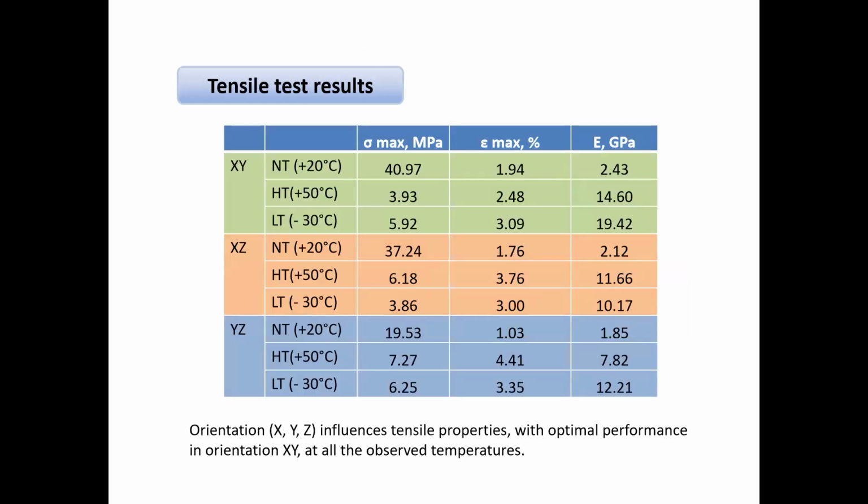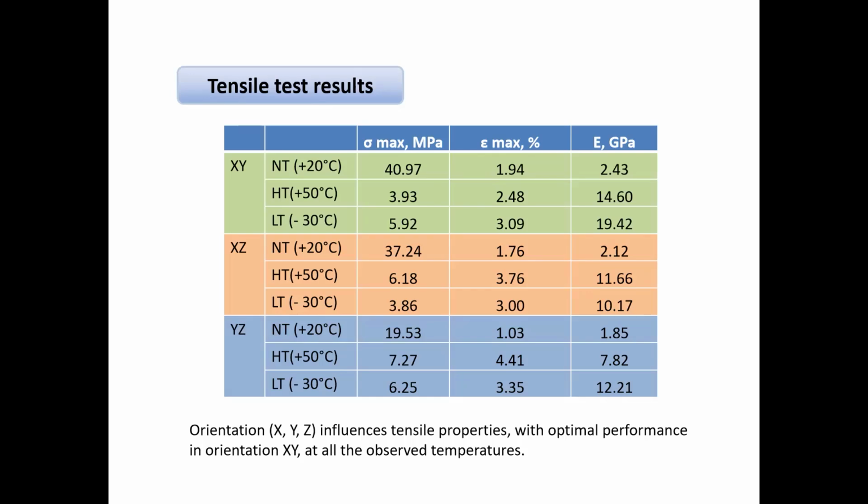On the tensile test results, you can see the Young's modulus of elasticity. The best is at the lowest temperature. Why? You will see in the next slide pictures, because in this area, at this temperature, the material was brittle, with brittle fatigue.